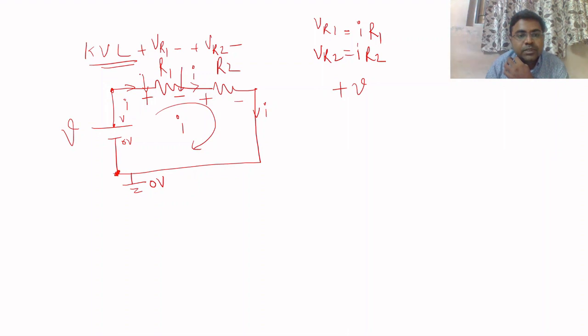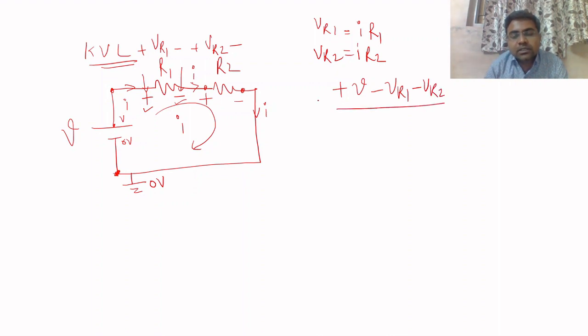while I am moving from this to this, the potential will decrease. The reason is, previously it is plus V and then it becomes minus VR1, right? So when potential reduces, this will become minus VR1. Similarly, at this point it is plus and at this point it becomes minus. So I am moving from plus to minus, so again the potential is reduced. So this is minus VR2.